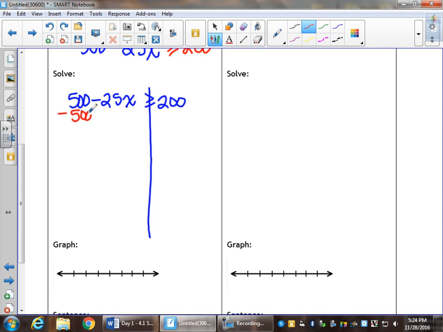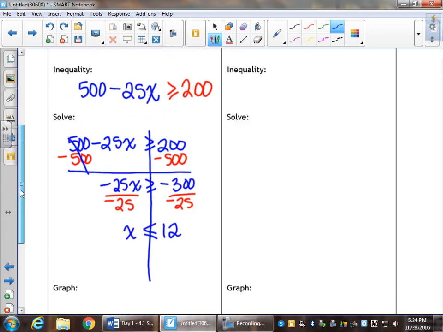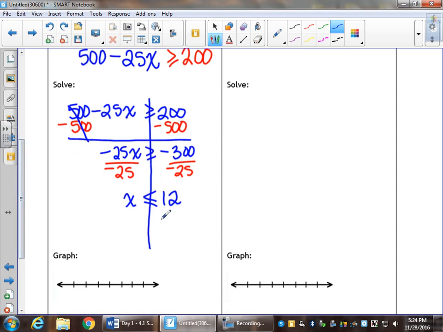We'll subtract 500 from both sides. From here, go ahead and pause, finish, and see what you get. So we have negative 25x greater than or equal to negative 300. Divide by negative 25, divide by negative 25. X is less than or equal to 12. X is weeks. So this is x is less than or equal to 12 weeks.